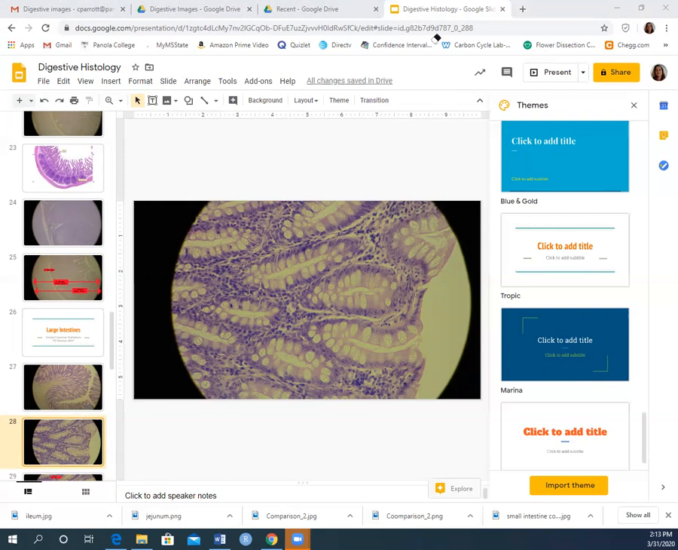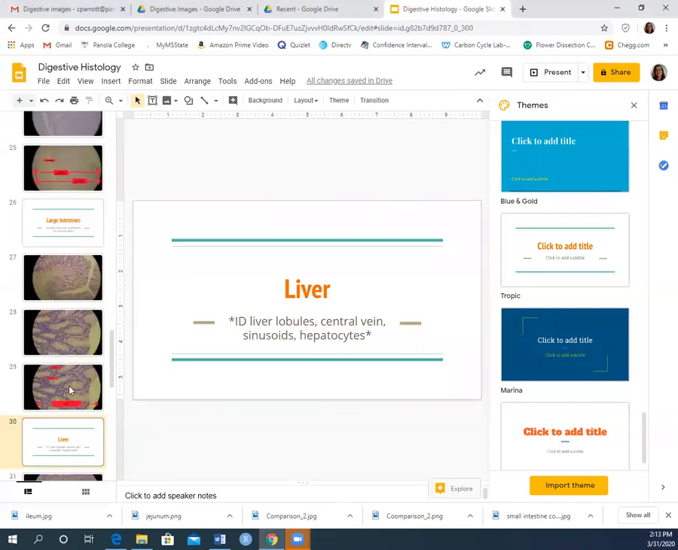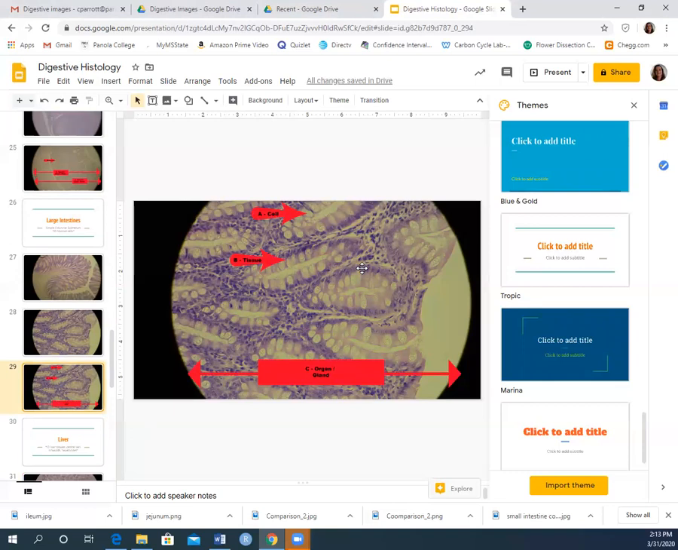Okay. Let me go down to the next picture. Can you see that one of the large intestines? Yes. Okay, so arrow A would be a mucus cell or a goblet cell, because remember your goblet cells produce mucus. B, that tissue would be your mucosal epithelium, because it's producing mucus. And C would be large intestine.